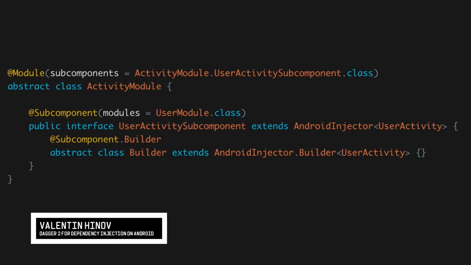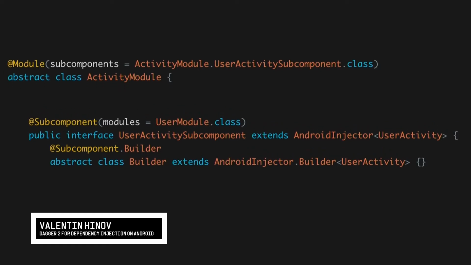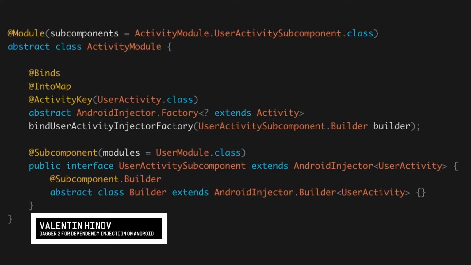Now, this wouldn't be Android if this was all we had to do. We also have to add this thing. As I said before, how all of this works internally is that the Dagger Android library has a map of class names to subcomponents. And what we do with these lines of code is we essentially populate that map. We say, Android, there is an activity called user activity, and it uses this Android injector to get all of its bindings.